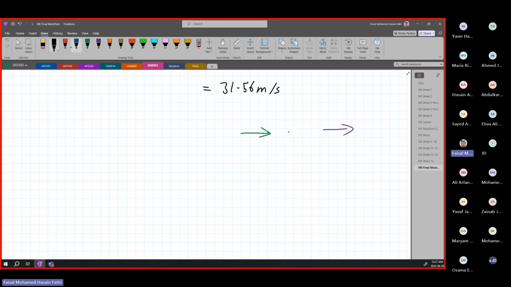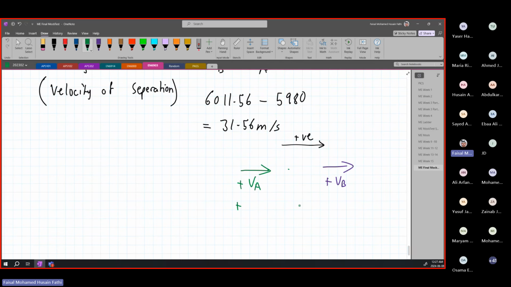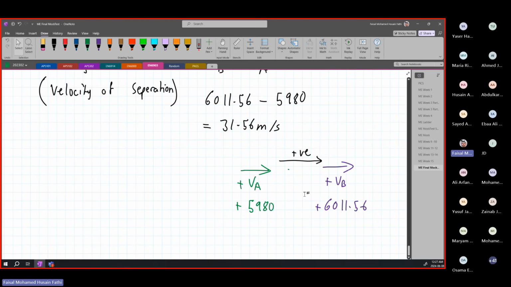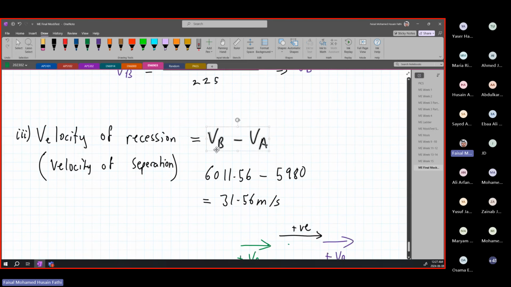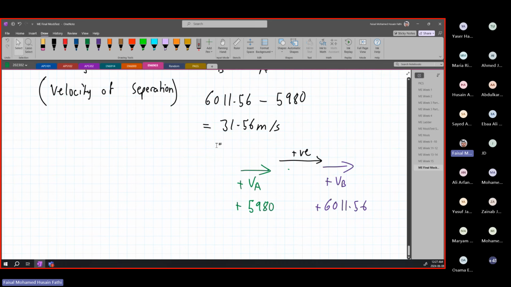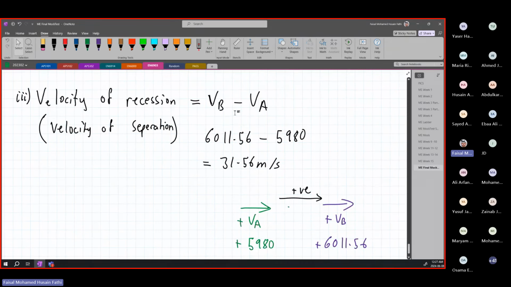Our velocities are both in the positive direction. Okay. Our velocities are both in our positive direction. So this is plus VB and this is plus VA. Or in other words, VA was plus 5980 and VB is plus 6011.56. They're both in our assumed positive direction. This is why, this is the equation you will always use, VB minus VA. But here, because they're both positive, you're just going to plug them in as positive numbers.